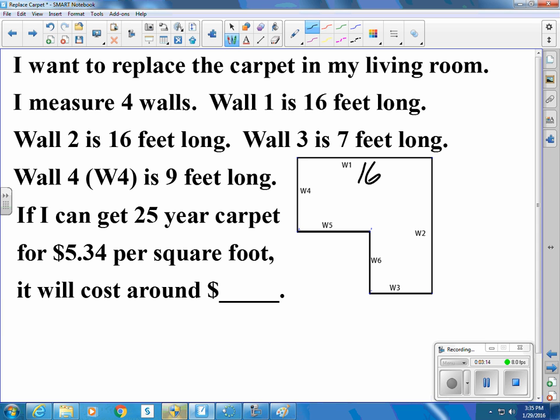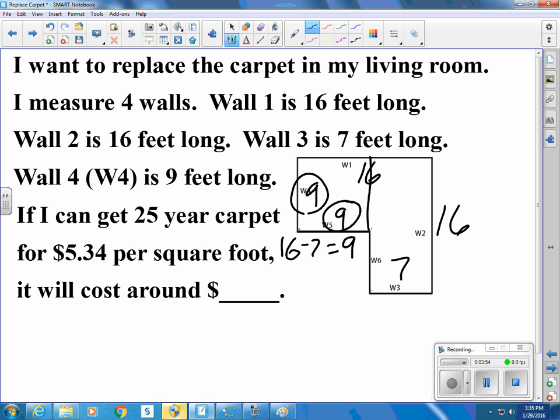16 feet. This one is also 16. This one is 7, and this one is 9. Okay. That just reminds me, we forgot to figure out the cost, but we'll go back to that. Let's find another way for figuring out the square feet. So if I just went ahead and broke that into 2 pieces, then I already know this side here. I just need to find this one here. Well, that one is 16 minus 7. So this one is 9 square feet.